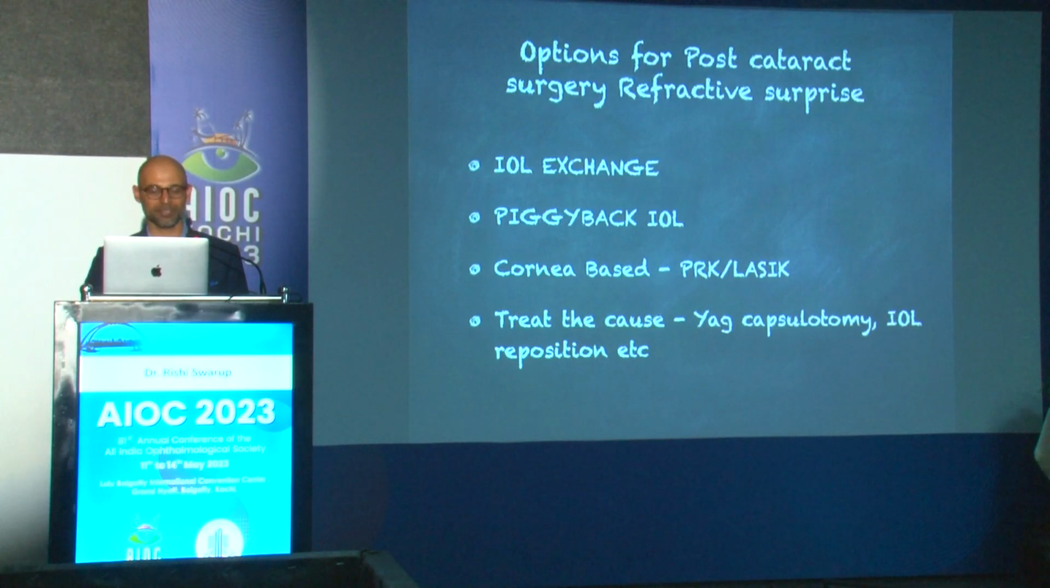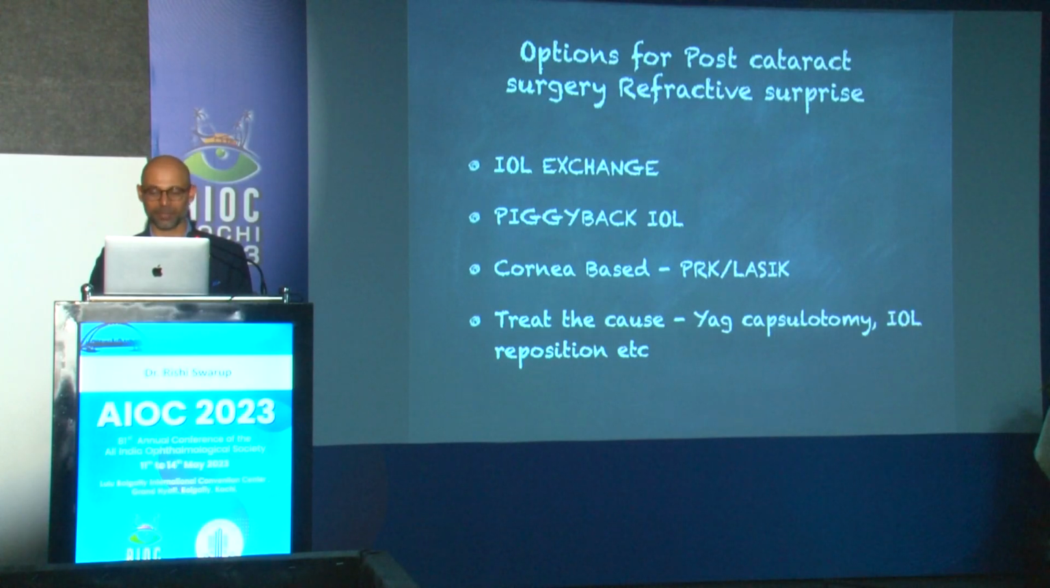You can fix this refractive error by one of these ways. You could change the lens if it's not too late. You could add another lens on top of your existing lens, which is the piggyback lens. You could do some sort of a cornea-based correction, which could be either surface or a LASIK or even SMILE. And then you might want to treat the cause.